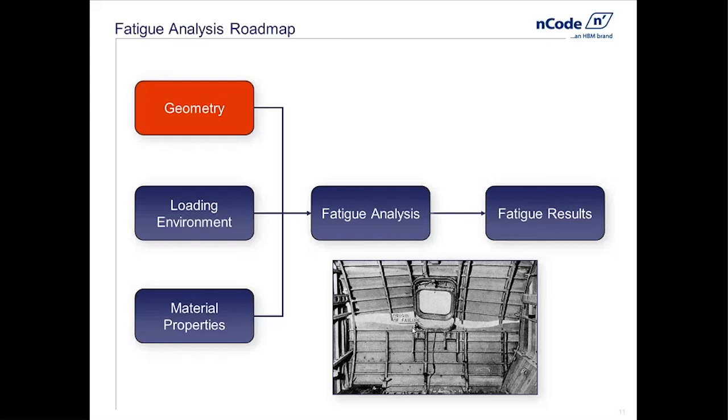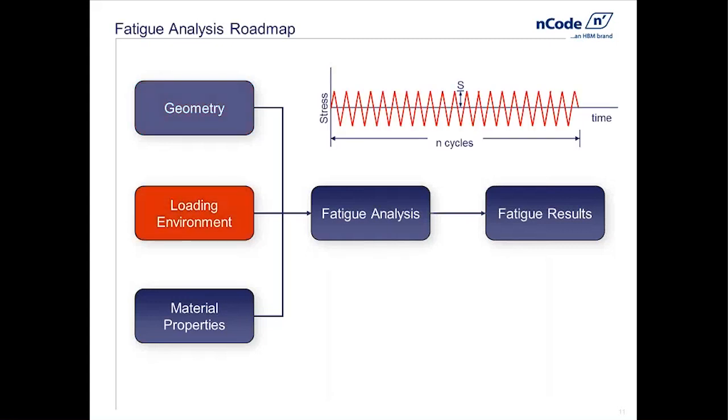So geometry is one critical understanding. Also, we need to understand the loading environment. What causes stress cycles? I'll say this several times today. How many cycles happened, and what size were they? How many cycles of what size? In this case, I'm drawing an example of a very simple stress cycle. Back and forth, back and forth. We call this a constant amplitude cycle. We'll look at other types of stress cycles in a little bit.